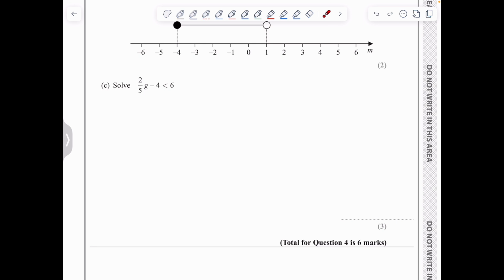In part C, we need to solve the inequality 2 over 5g minus 4 is less than 6. So I will start by moving the negative 4 on the right hand side. So 2 over 5g is less than 10. I will cross multiply. 2g is less than 50, leading to g is less than 25. So the solution is g is less than 25.